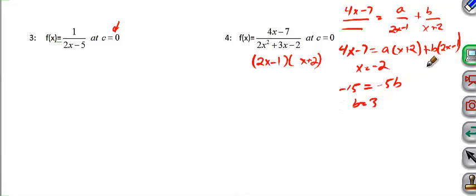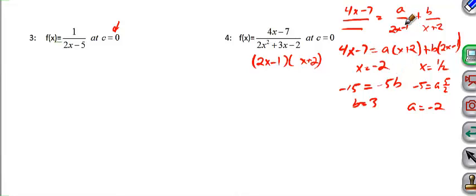And then for a, we're going to set x equal to, well, in this case, 1/2, because that would be what would make b drop off. Well, the good thing on the left side is 4 times 1/2 is 2, minus 7 is negative 5, equals a times 1/2 plus 2, which would be 5/2. Multiply both sides by 2 over 5, and you get a to be negative 2. Oh, nice, neat, simple whole numbers.